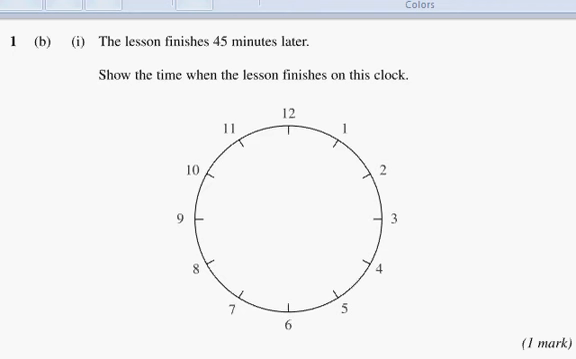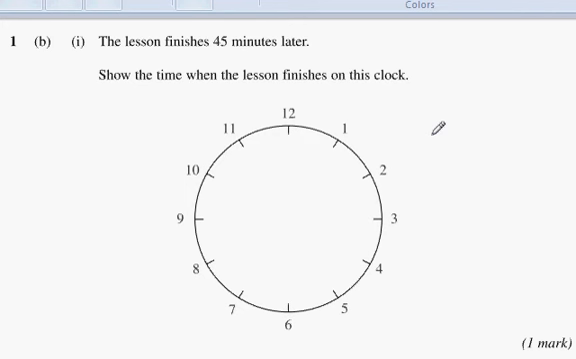Question 1, Part B, Part 1. The lesson finishes 45 minutes later. Show the time when the lesson finishes on this clock. Pause now, attempt the question, unpause to check your answer. If you get stuck, unpause, watch as much as you need to complete the question, repause, complete the question, then unpause to check your answer.